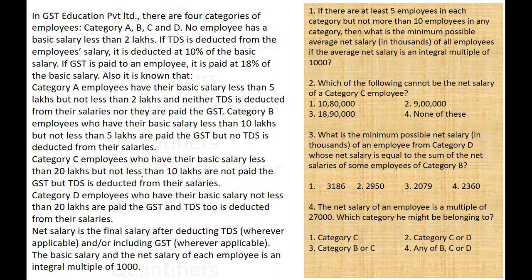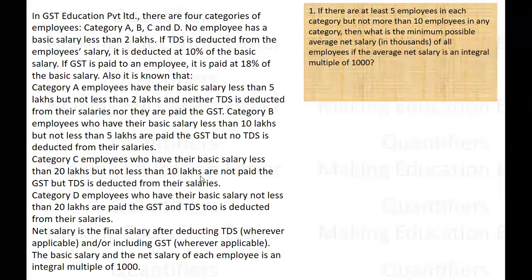Now, net salaries, the final salaries, are integral multiples of 1000, and net salary is the final salary. If the TDS is being deducted, that will be deducted to get the net salary, and if GST is paid, that will be added to the salary. So here are the 4 questions with us. Let us now try to solve them.